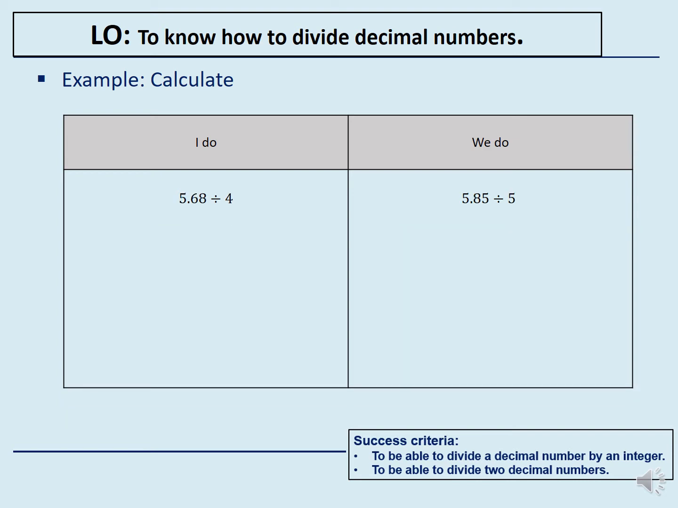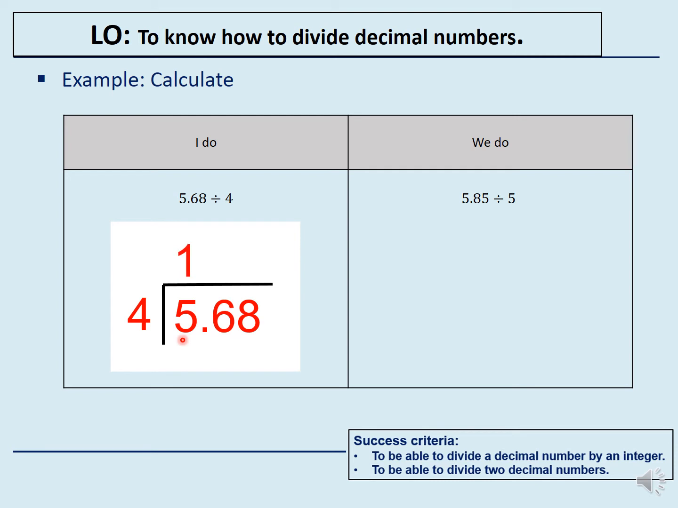Okay, let's go through more examples. Again, 5.68, which is a decimal number, and I'm dividing by an integer. First step, to write it as a bus stop method. How many times 4 goes into 5? Once, and we have 1 left over. That remainder, that left over, goes in here. I got to the decimal point, so I need to have a decimal point in my answer as well.